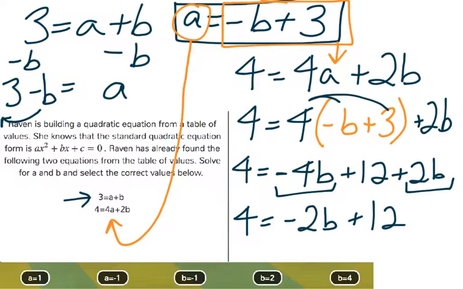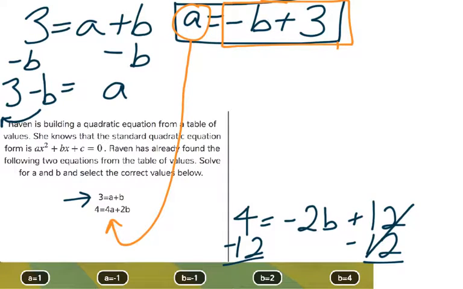I'm almost done, right? I have one variable, I have one equation. I can solve for b now. I'm going to subtract 12 from both sides to get the b by itself, hopefully. These cancel out. 4 minus 12 gives me negative 8. So I'm going to take it from the top here to save room. 4 minus 12 again is negative 8 equals negative 2b. The 12 and negative 12 have canceled. That's gone. And so I have a negative 2b.